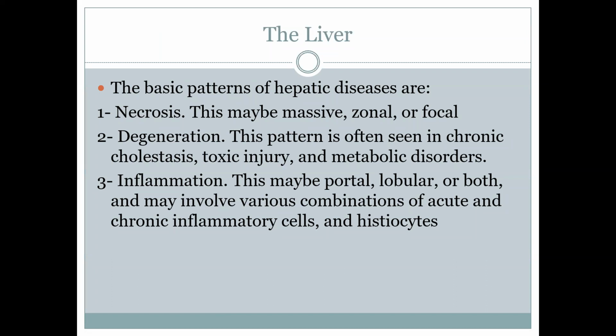So when it comes to inflammation, to the injury patterns of the liver. So, basic patterns of hepatic disease, starting with necrosis. It can be massive, it can be in certain zones, or it could be simply focal necrosis that is engulfing the liver. Now, degeneration may happen for many reasons.